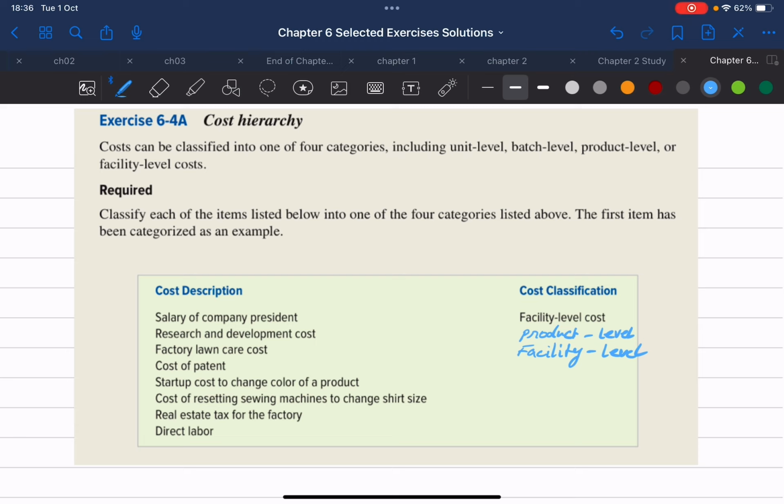Number 4, cost of patents. A patent is kind of a copyright or a certificate that proves that our company owns the right to a certain design or to a certain product or something like that. So this, of course, is going to be classified as a product level cost, right? So a patent would be product level.